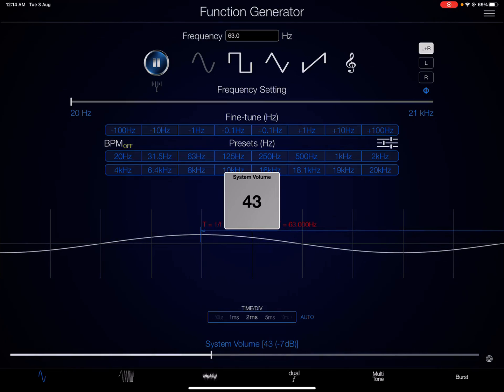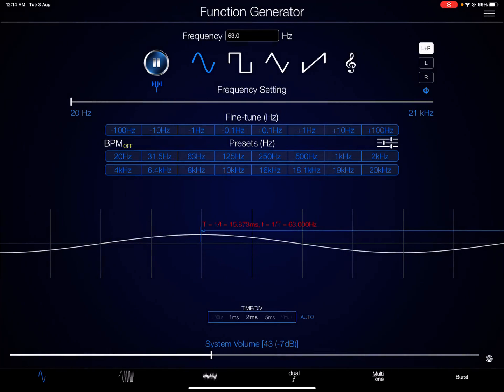Now let's try something else. Instead of changing the amplitude, let's try changing the frequency. So we're right now at 63 hertz. I'm going to increase it to 125 hertz. See what's the difference.